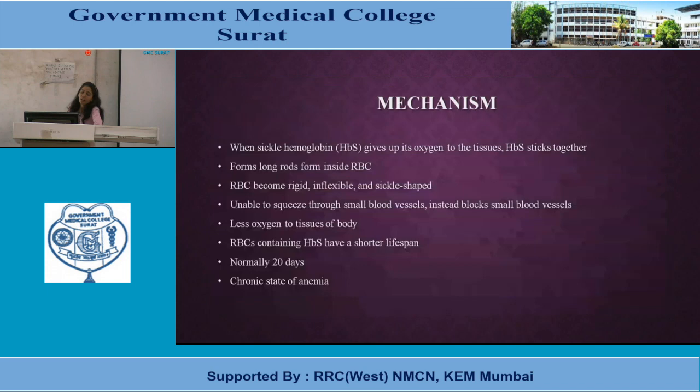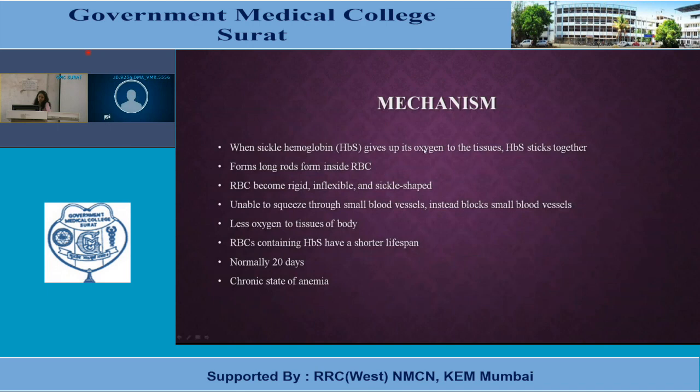Now the mechanism. Sickle hemoglobin, HbS, sticks together and forms polymers inside the RBC. Now the RBC becomes inflexible and sickle-shaped, unable to squeeze through blood vessels, and inside the small blood vessels they block the vessels. Less oxygen reaches the tissues of the body. RBCs containing HbS have a shorter lifespan. We have previously seen 20 to 40 days, whereas normally 120 days, and then there is chronic anemia. That's why it's called sickle cell anemia.